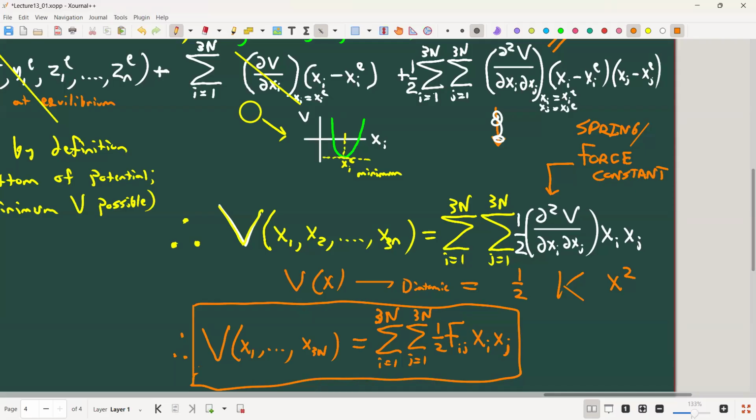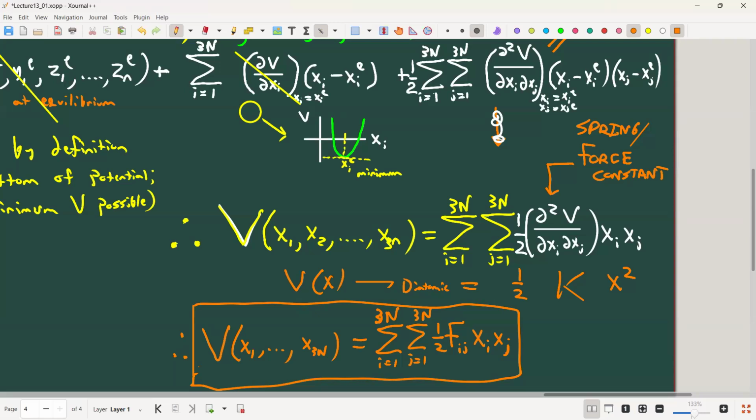So my potential looks like the harmonic oscillator potential, just over multiple dimensions now, all the different coordinates of the system. I get the diatomic potential out of here if I set n to 1, that means I have a sum over i equals 1 to 1, j equals 1 to 1. So this is f(1,1) times x1 x1, and that's just k x squared. There's only one coordinate in the diatomic, just one displacement.